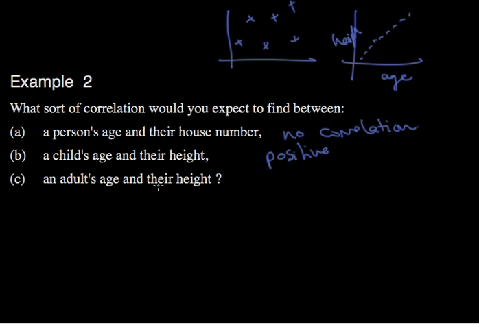And what about an adult's age and their height? Well, how's that different to a child? Well, when you get a bit older, of course, you're not going to grow anymore. So your height will be about the same, and then when you get old and your cartilage starts to get a bit rubbish, you're going to get a bit shorter. So you would see here that you can't really say whether it's a positive or negative. It's sort of got a bit of flatness to it, and then it goes down. So again, you would say that there's no correlation.